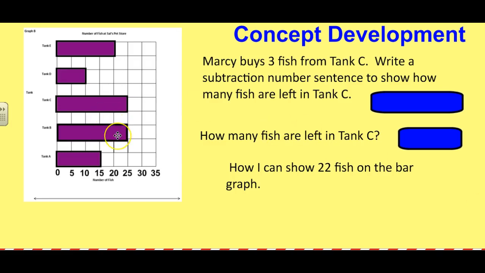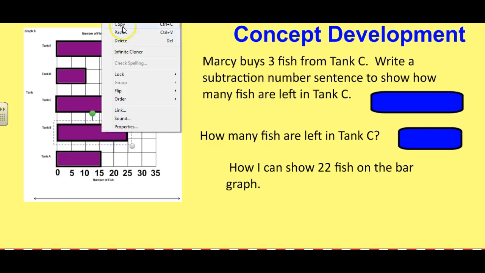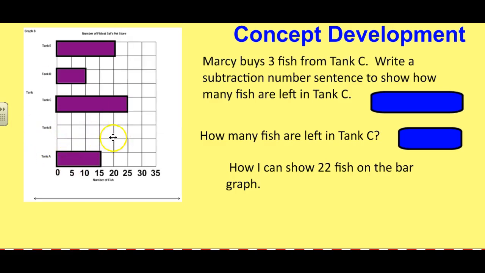So now we're going to look, and it says Marcy buys 3 fish from tank C. Write a subtraction number sentence to show how many fish are left in tank C. So I'm going to go over here and I'm going to remove this from tank B because I don't like that it shows that. So let's look at tank C, and I see right here that there are 25 fish in tank C, and she's buying 3 fish. So on this piece of paper where your graph is, write a subtraction sentence to show how many fish are left in tank C if Marcy bought 3 fish.